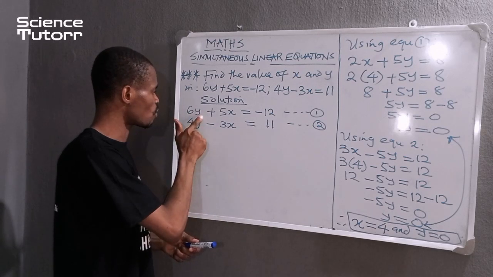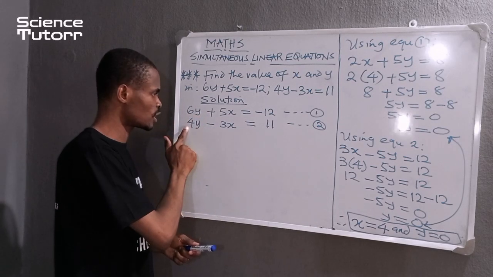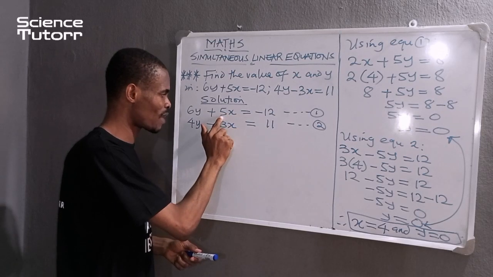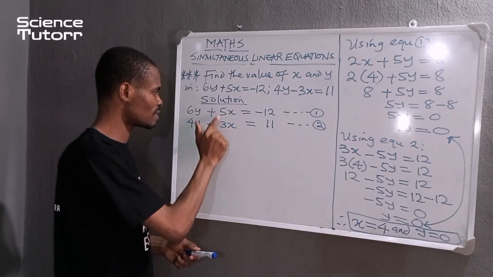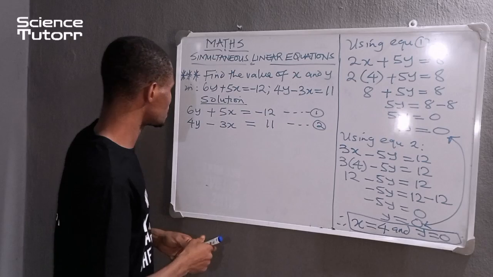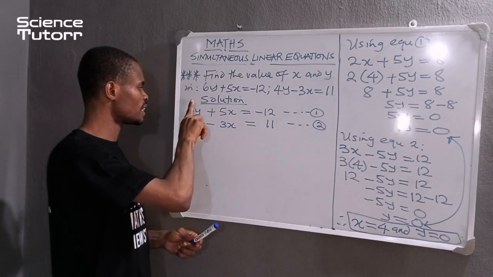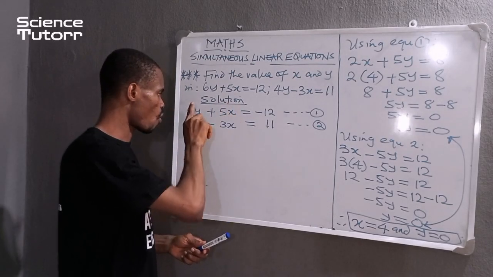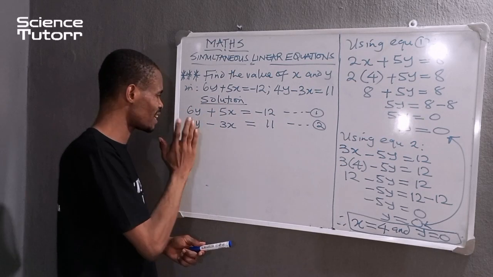The coefficient of y is 6 in one equation and 4 in the other. The coefficient of x is 5 and 3. So you can see that the values are different. In this case, we try to make either x or y have the same coefficient.